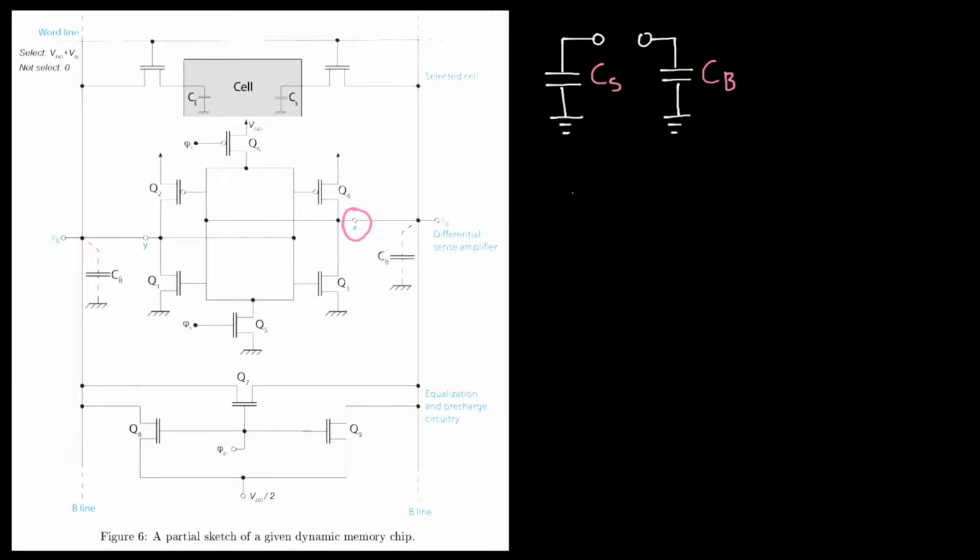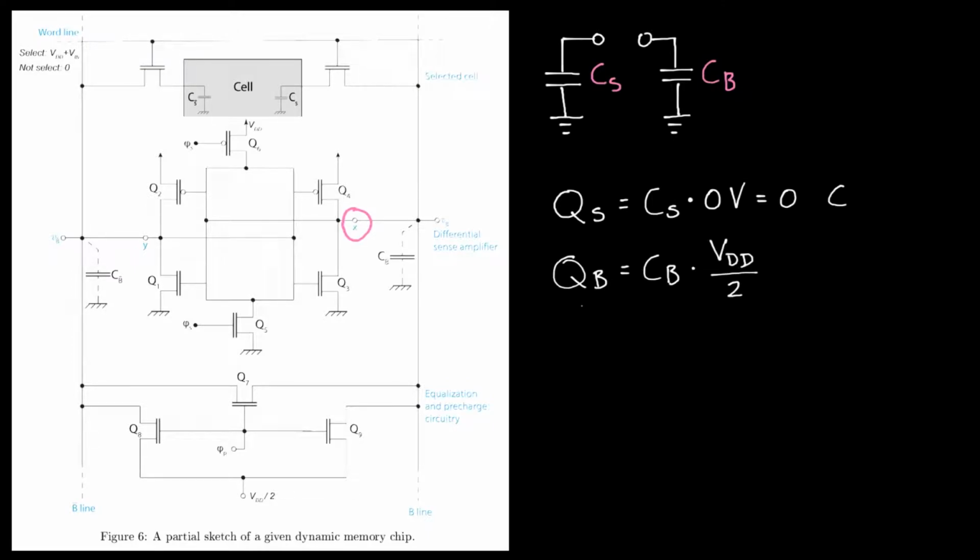Now we can compute how much charge each of these two capacitors holds. The storage capacitor stores a logical 0, which corresponds to 0 volts. So the charge which is stored here is the capacitance of it multiplied by 0 volts, and that will give us 0 coulombs of charge. The charge on this bit line capacitance, CB, is the capacitance CB multiplied by this pre-charge voltage of VDD over 2. So that is 100 femtofarads multiplied by 0.5 volts, and that gives us 50 femtocoulombs.